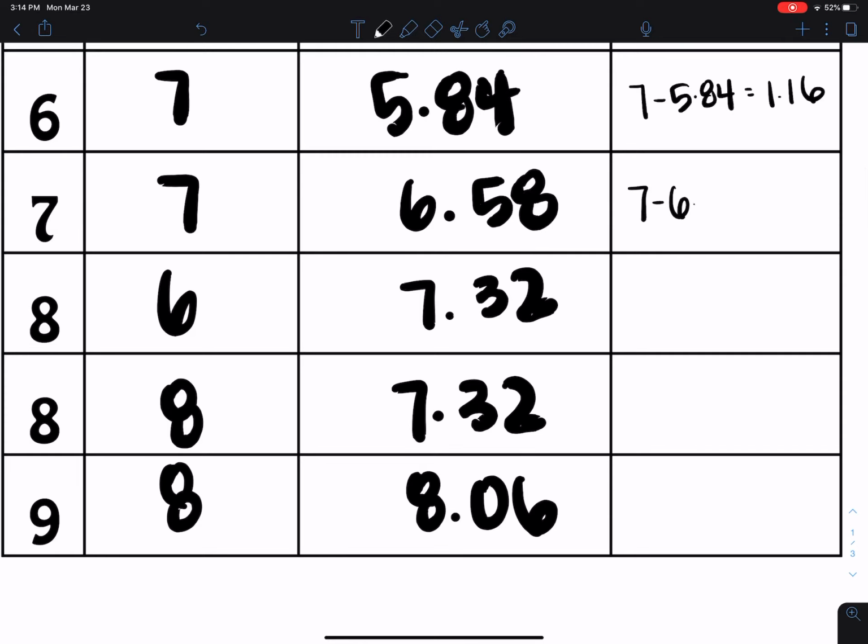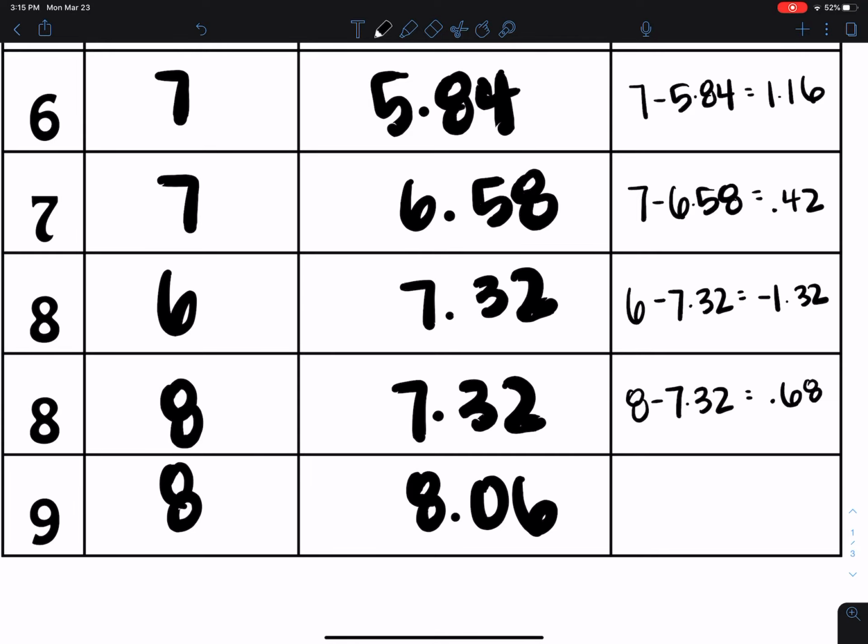Then we have 7 minus 6.58. That would be 0.42. Then we have 6 minus 7.32. That gives us negative 1.32. 8 minus 7.32 gives us 0.68. And then our last one is easy. It's 8 minus 8.06. So that gives us negative 0.06.